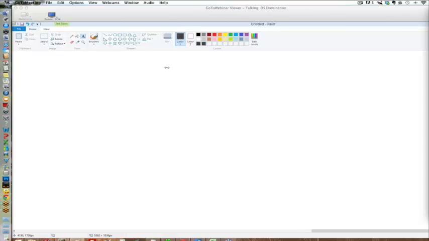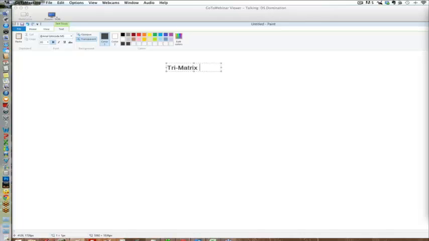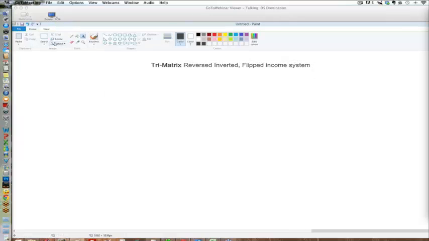So here's one of the out there things that we came up with this time. The out there thing is what is going to be called the tri-matrix, or reversed, inverted, flipped income system. That is obviously a very unofficial name because that doesn't sound cool at all. That's kind of something that Roger would come up with, like Genesis Easy. Okay, I knew that was coming. I'm glad you can preempt my strikes now.